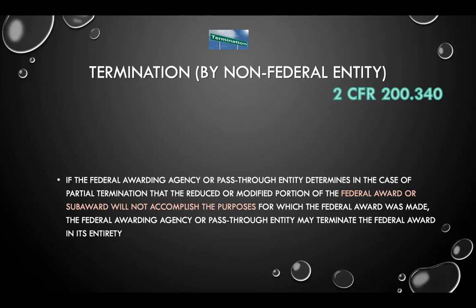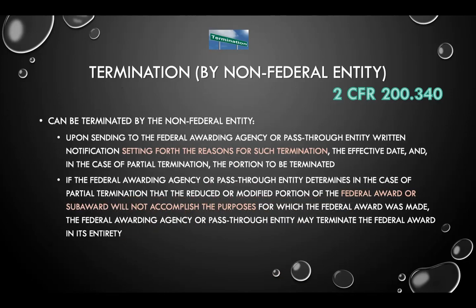Termination by the non-federal entity also can occur upon sending to the federal awarding agency or pass-through entity written notification setting forth the reasons for such termination, the effective date, and in the case of partial termination, the portion to be terminated. If the federal awarding agency or pass-through entity determines in the case of partial termination that the reduced or modified portion of the federal award or subaward will not accomplish the purposes for which the federal award was made, the federal awarding agency or pass-through entity may terminate the federal award in its entirety. This is describing termination by the non-federal entity.